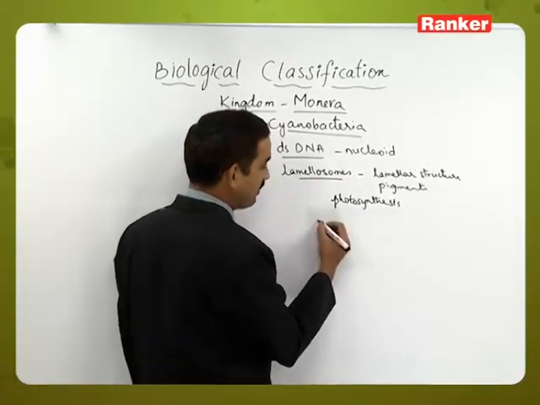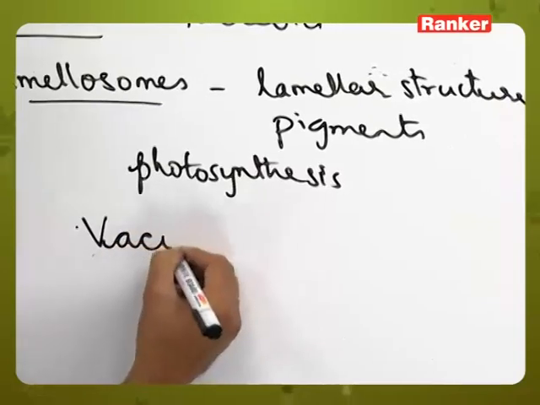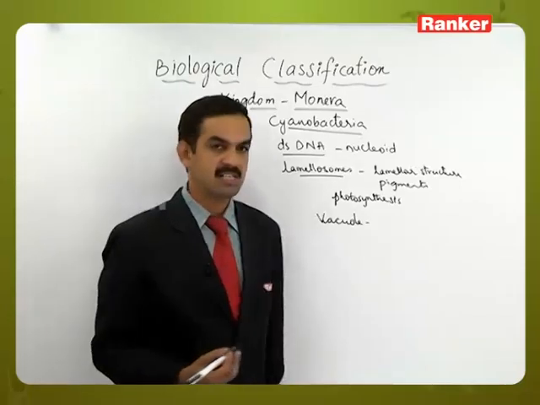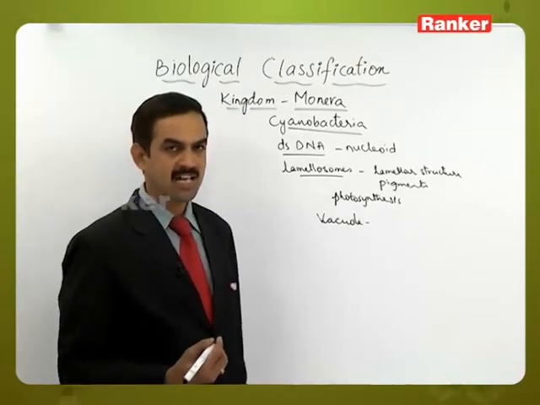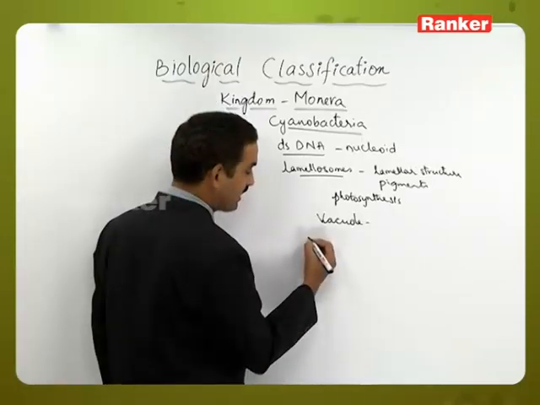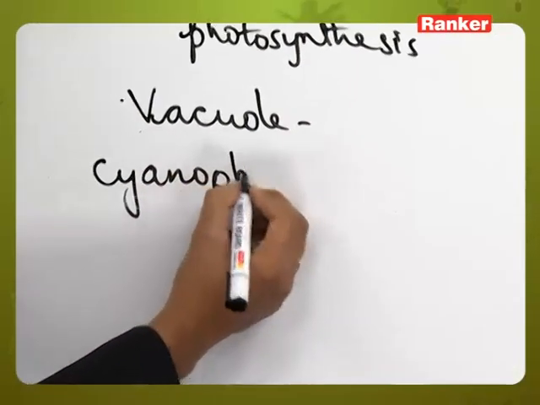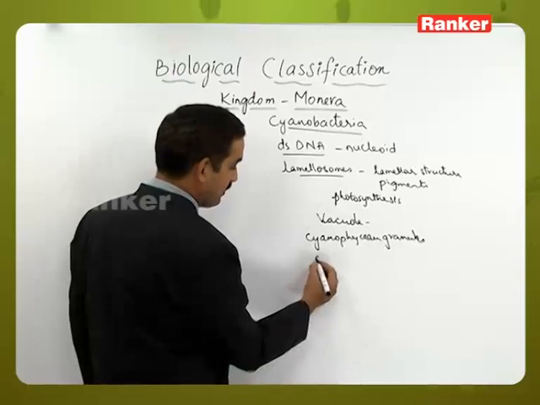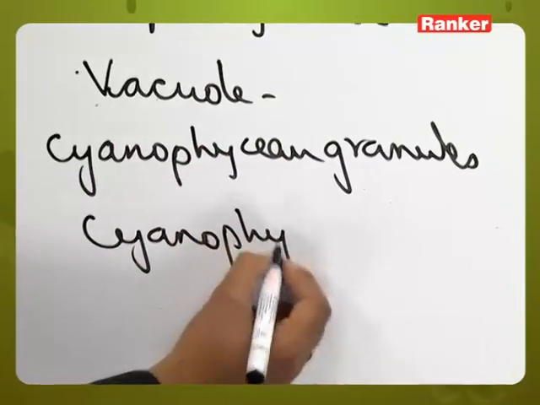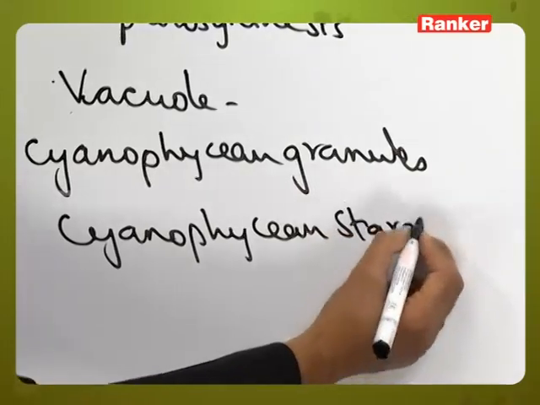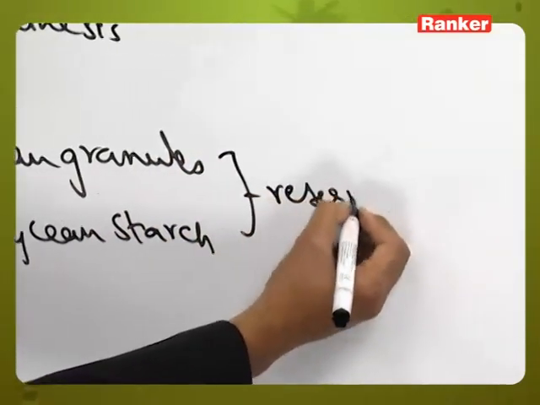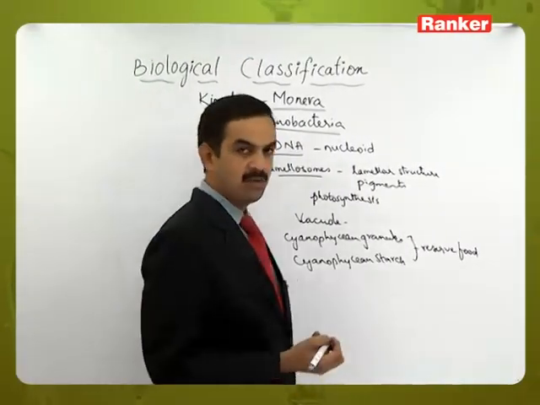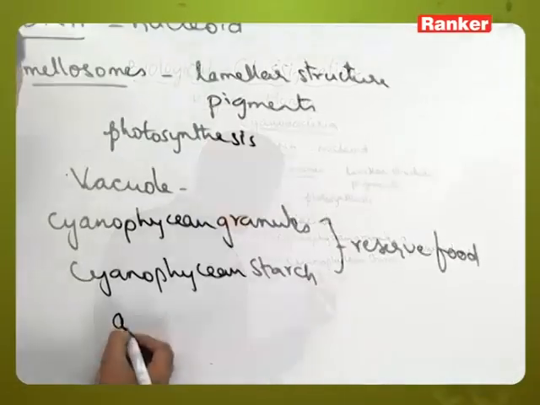The cytoplasm also contains a large central vacuole. This is how the cells exhibit this type of special characteristic feature. They have reserve food materials in the form of cyanophycean granules and cyanophycean starch. These are two types of reserve food materials present in the members of Cyanophyceae. And apart from this, they have the ability to perform their functions in anaerobic conditions.